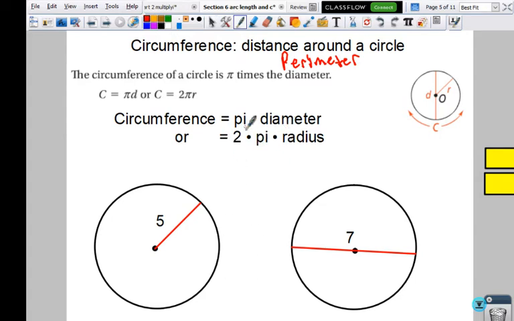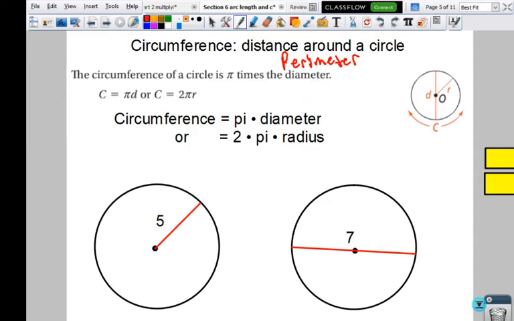Radius, like on this one, I could do pi times 2 times radius if you wanted. It doesn't matter, it's just another way of doing it. These are really the same formula, but the only difference is that radius is halfway, and 2 times radius is diameter. So it's the same thing, it's one half of it.